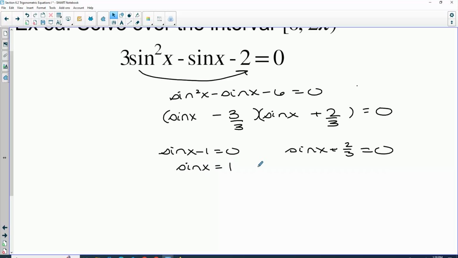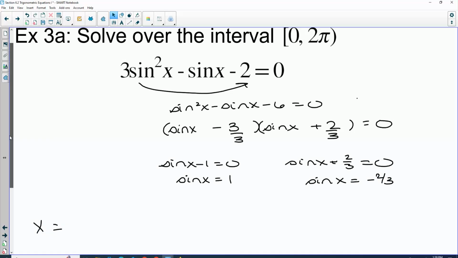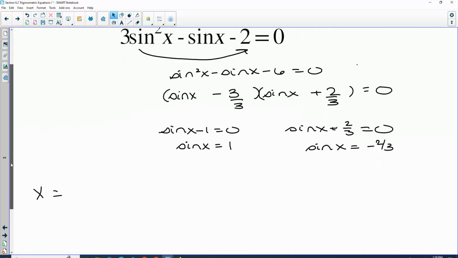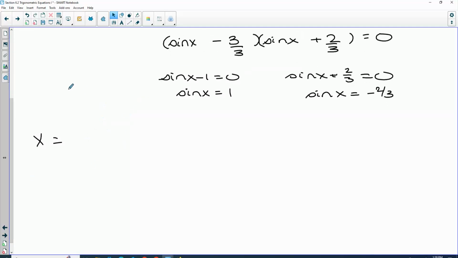So I need to know when sine is positive 1 or negative 2/3. In my problem, it told me over the interval 0 to 2 pi. So I don't have to do all possible solutions, but the 2 pi tells me I'm in radians. So think about your unit circle. Sine is the y. When y is 1, that is pi over 2. Okay, over here. If sine is negative, we know sine is negative in quadrant 3 and 4.